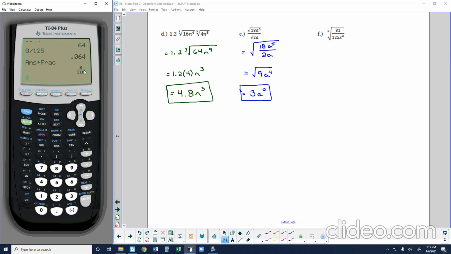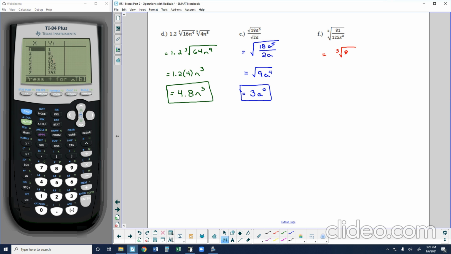But if I wanted to simplify 81 over 125, it gives me a decimal here in my calculator. If I put it in a fraction, it's still just 81 over 125. It doesn't simplify. So in this case, if I take a look at my perfect cubes in the table, 125 is listed on the table. 81 is not listed on the table, but a factor of 81, 27, is.